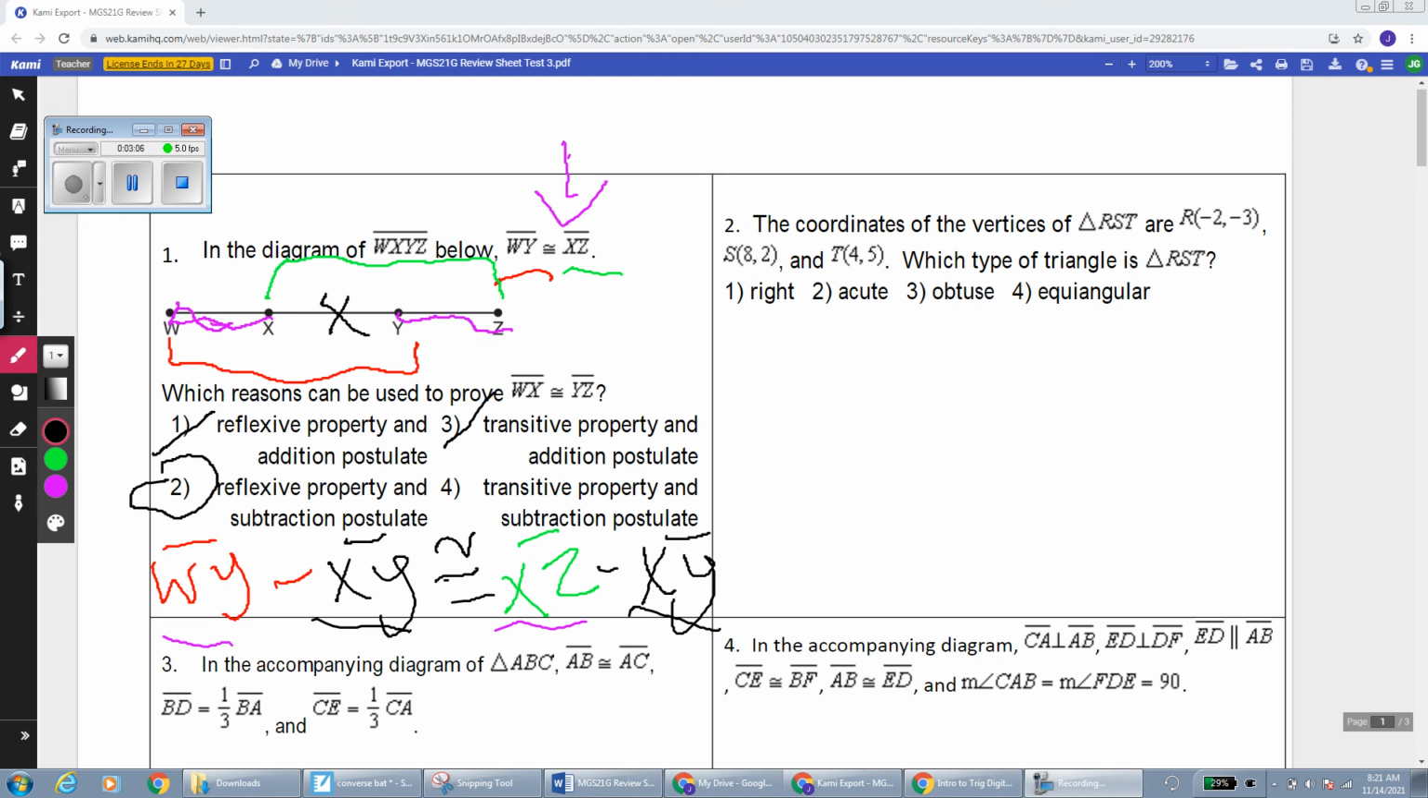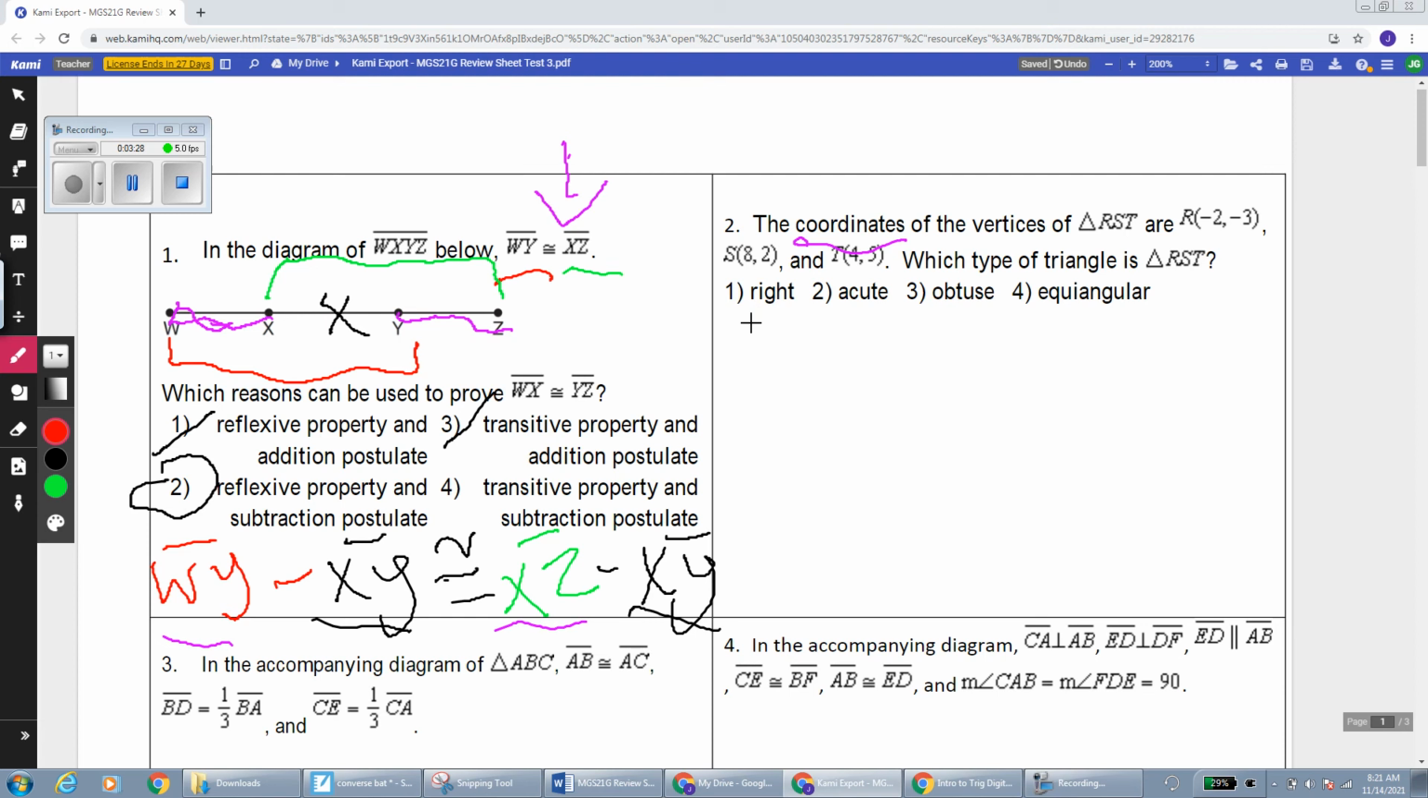Moving along to the second one, we're working with coordinate geometry. I know that because it mentions the word coordinates, and it also gives us the coordinates of each of the 3 points of the triangle that we're working with. And the question says, what type of triangle is triangle RST? So we have a bunch of choices here to work with. So let's start one by one.